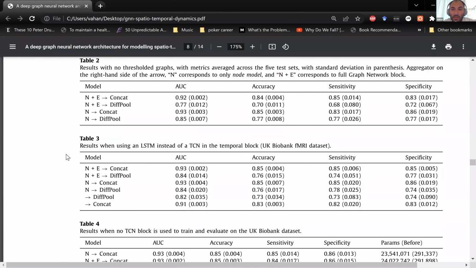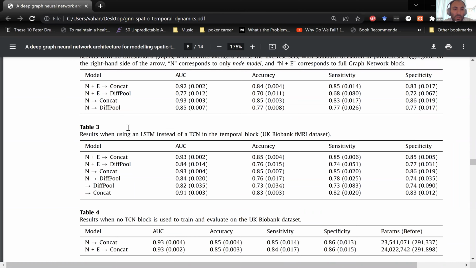I guess, which is good news, we don't have to threshold. Threshold means we remove weights with too low, we remove edges with too low weights. Interesting result also, I guess.